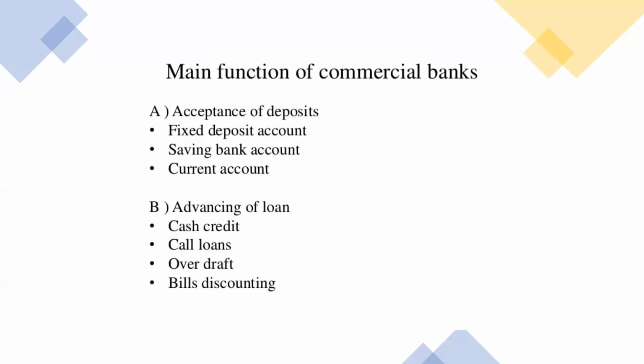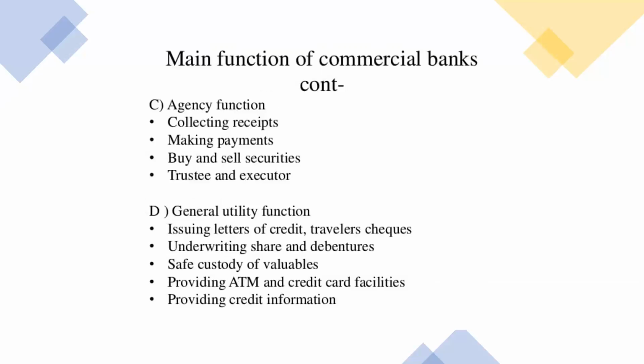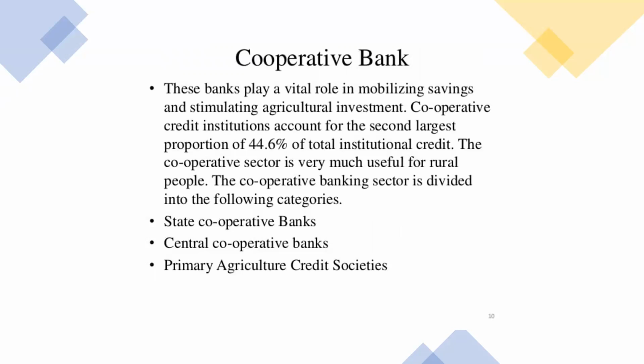The main functions of commercial banks, as you know: first, acceptance of deposits in the form of fixed deposit, savings bank and current accounts. Second, advancing of loans in the form of cash credit, call loans, overdraft and bill discounting. Third is agency functions: collecting receipts, making payments, buying and selling securities, trustee and executor. Then general utility functions: issuing letters of credit, traveler's checks, underwriting shares and debentures, safe custody of valuables, providing ATM and credit card facilities, and providing credit information. These are all the functions of commercial banks.